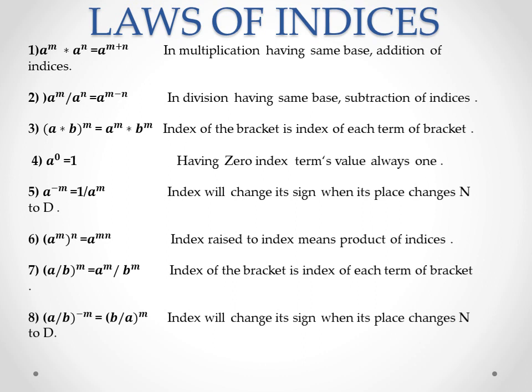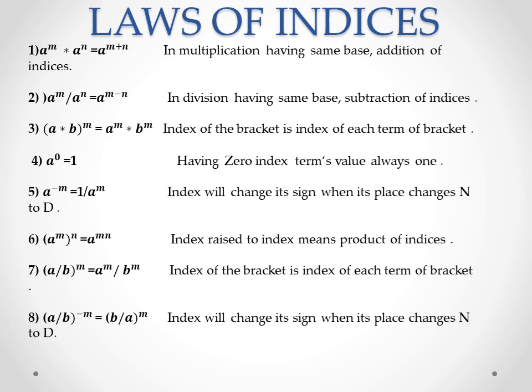Numerator to denominator, or denominator to numerator. Means when we go from numerator to denominator, the sign changes. A positive index changes to negative, or a negative index changes to positive. Next, rule number 6, a raised to m, bracket raised to n, equal to a raised to mn, means product of the indices. Index raised to index means product of the indices. The seventh rule is that a upon b, raised to m, equal to a raised to m upon b raised to m. It is like the third rule.